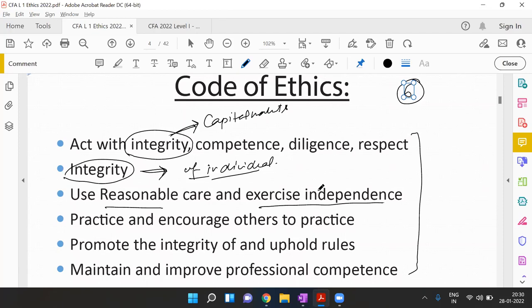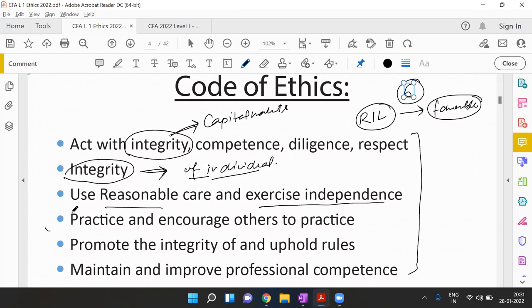If you're preparing a research report, it should be independent. If you're preparing a research report on Reliance Industries Limited, and you're getting influenced by the management of Reliance Industries Limited, there's a higher probability that you'll issue a favorable report, right? So that report will not be independent.